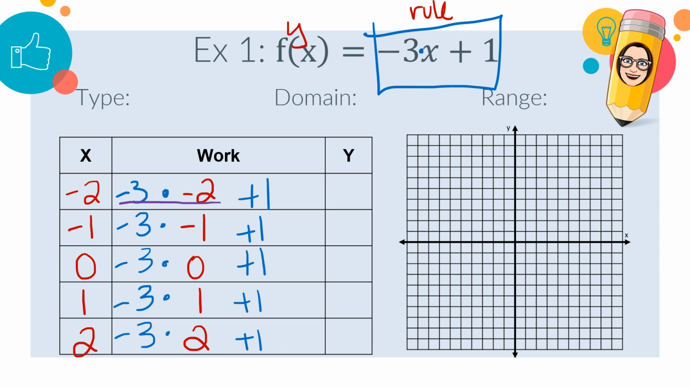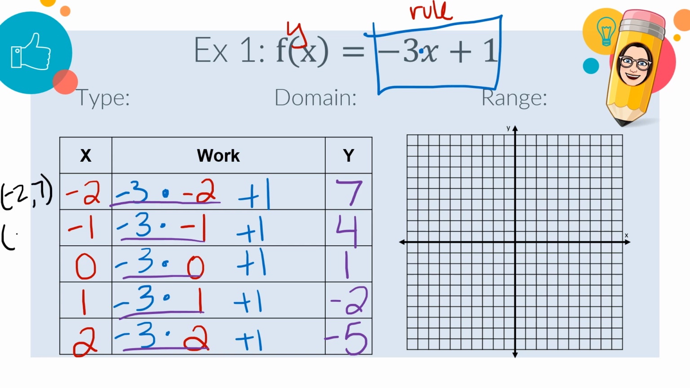We always multiply first in PEMDAS, so 6 plus 1, 7. We multiply first, 3, 3 plus 1. Multiply first, 0 plus 1. Multiply first, negative 3 plus 1. Multiply first, negative 6 plus 1. What we've done is we've created 5 coordinate values. If I think about the x and y being together, now you don't have to write them down that way every time unless asked, but it does help me visualize my 5 dots.